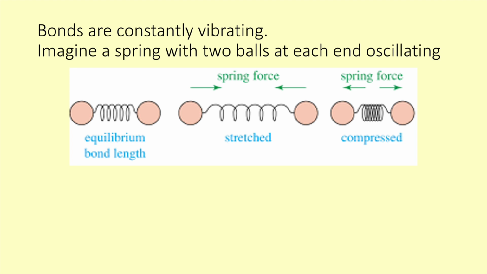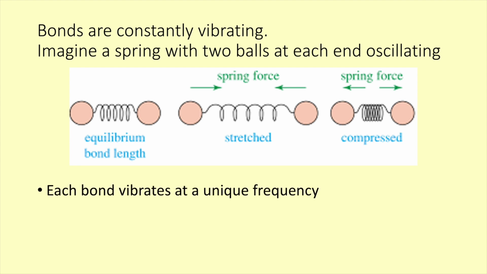So to start with, we want to think about our bonds. Our bonds between atoms are constantly vibrating. When you picture a bond, I want you to picture a spring with 2 balls at each end going back and forth. If you were to stretch a spring and let it go, it would oscillate back and forth. So your bond is being stretched and compressed constantly.